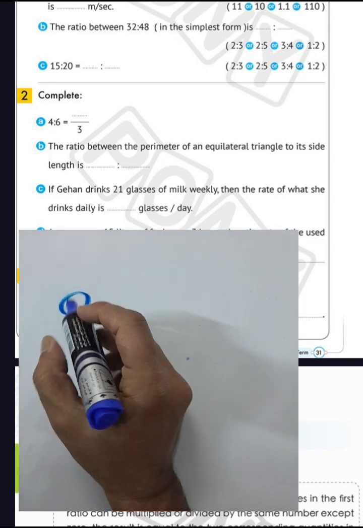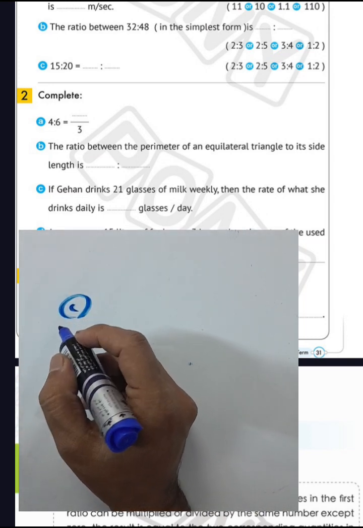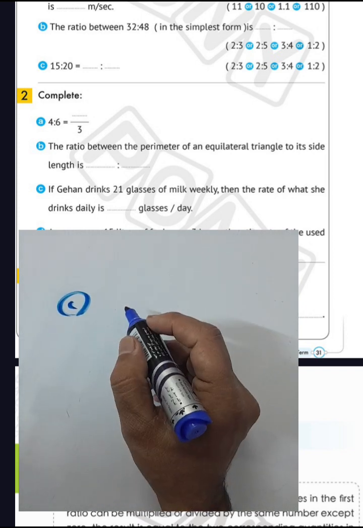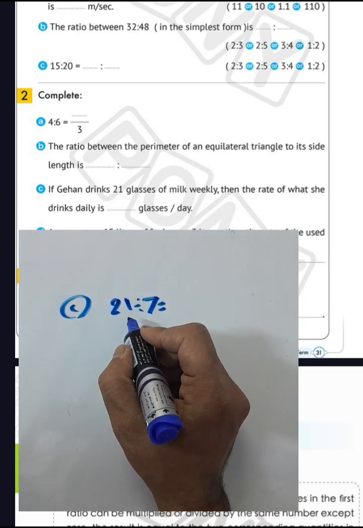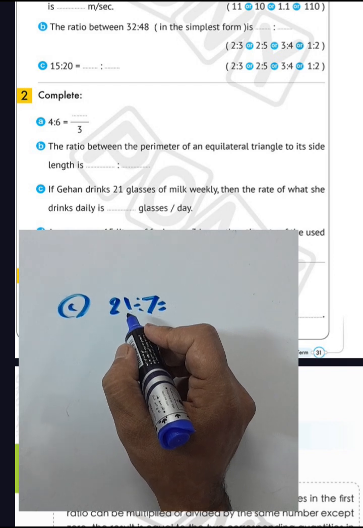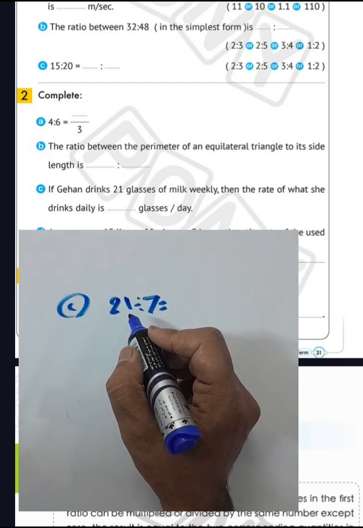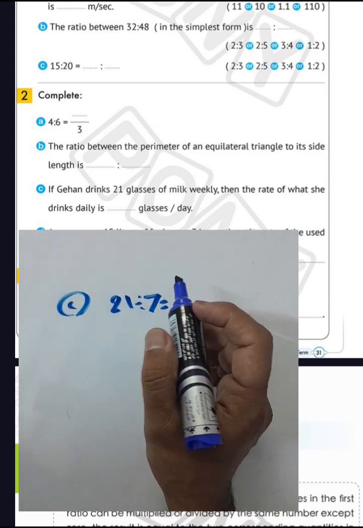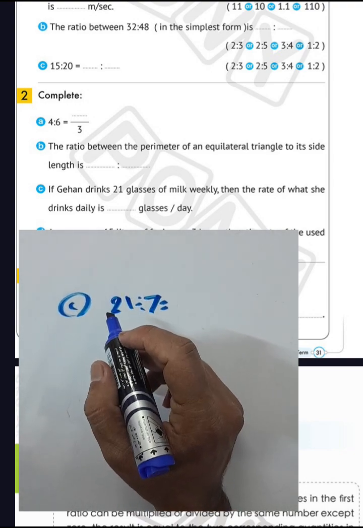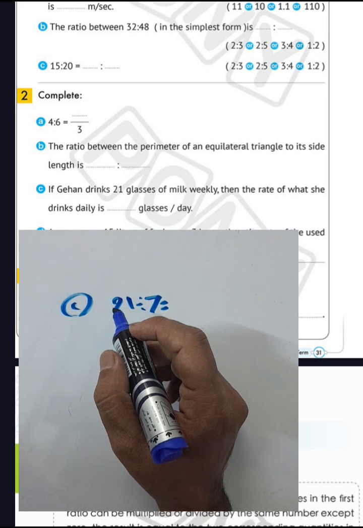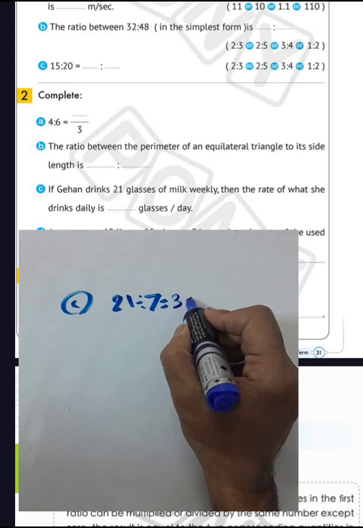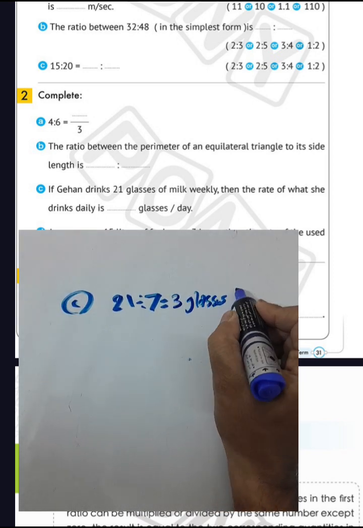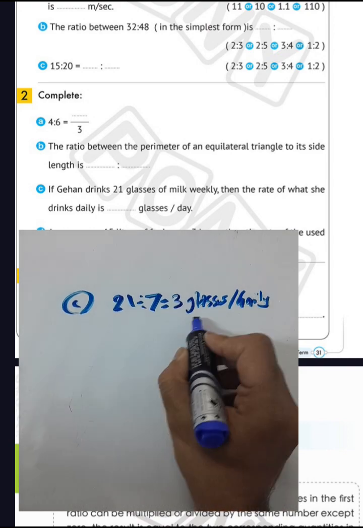Letter C. If Jihan drinks 21 glasses of milk weekly, then the rate of what she drank daily will be 21 divided by 7, because a week contains 7 days: Saturday, Sunday, Monday, Tuesday, Wednesday, Thursday, Friday. Then we can find the rate of what she drank daily. It will be 21 divided by 7 equals 3 glasses daily. She drank 3 glasses daily.